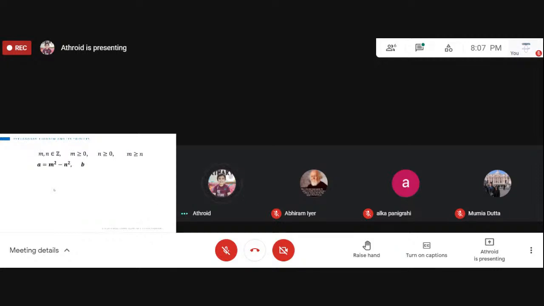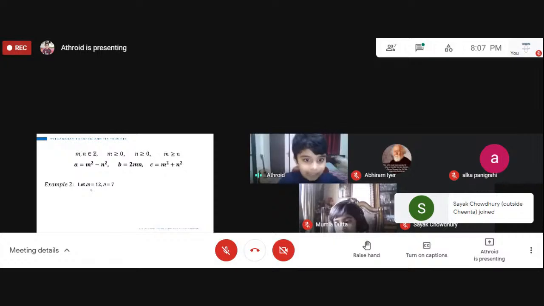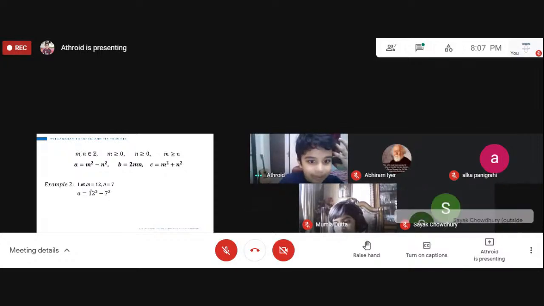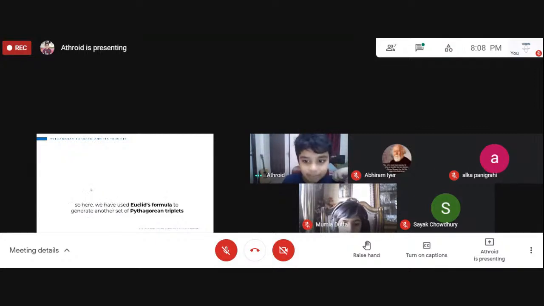Another example. Example 2. Let m equal to 12 and n equal to 7. A will be equal to 12 square minus 7 square. A is equal to 144 minus 49. A is equal to 95. B is equal to 2 into 12 into 7. B is equal to 24 into 7. B is equal to 168. C is equal to 12 square plus 7 square. C is equal to 144 plus 49. C is equal to 193.